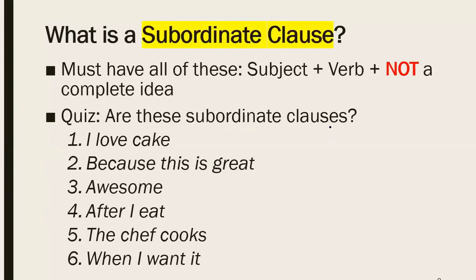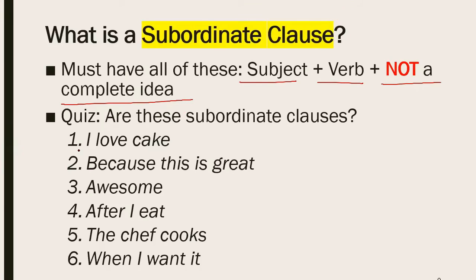All right. What is a subordinate clause? So a subordinate clause must have these three things. You need to have a subject, you need to have a verb, and you need the thing to not be a complete idea. Okay, it needs to depend on something. That's why it's a subordinate.